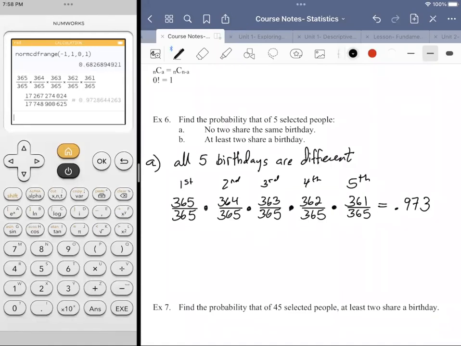I have a question. Could you just add up all the top and add up all the bottom and then divide? Yeah, we'll multiply all the top. And the bottom.